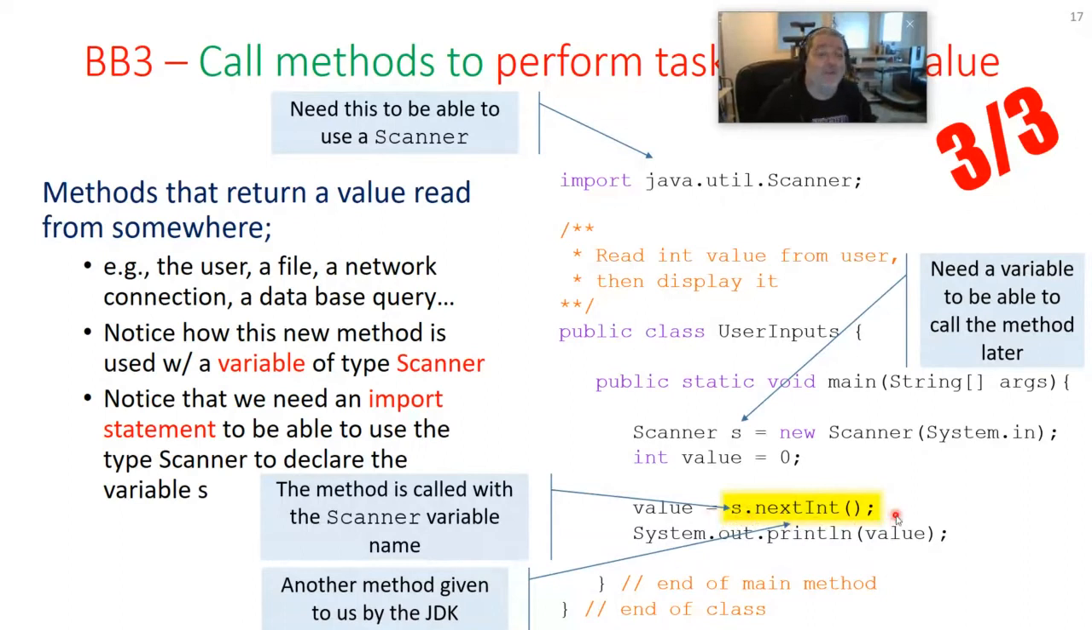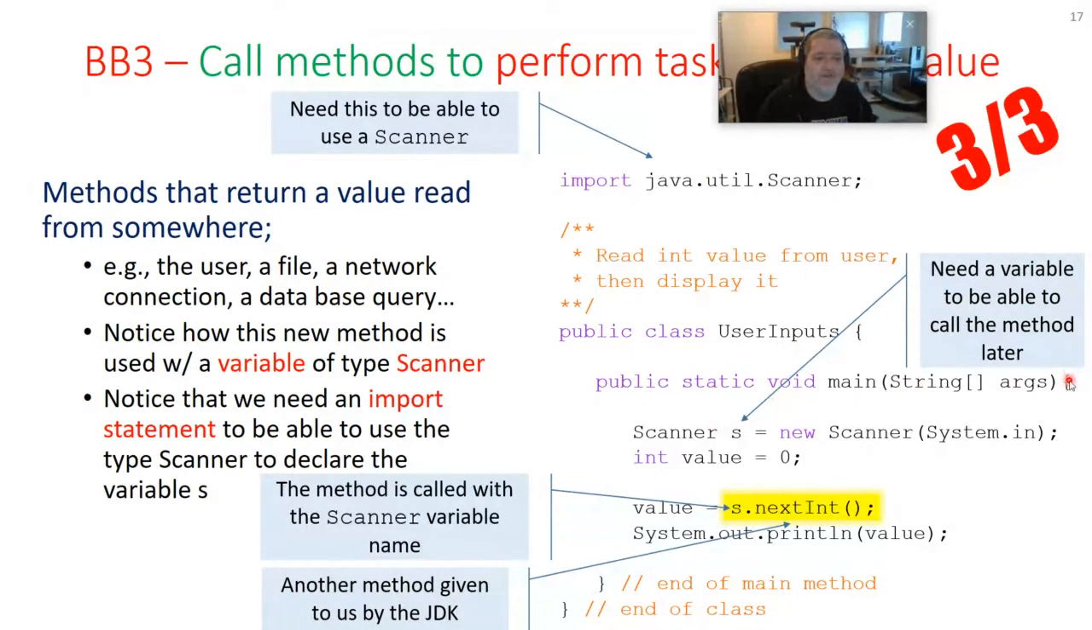So we are going to learn to read information from the keyboard, okay? But to be able to do that, I need to leverage already building blocks 1, 2, and 3. I need a bunch of things, okay? So here's a code example. Class UserInputs. Public static void main. All of that we know already.